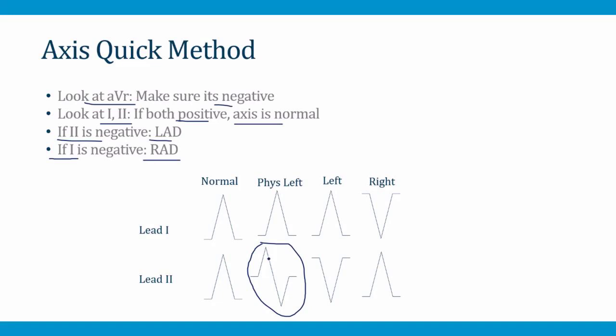So if you're going on a rotation and you think you're going to be asked to identify the axis on an EKG, learn this quick method. You can glance at the EKG, just look at leads 1 and 2, and you'll be able to know what type of axis you have.